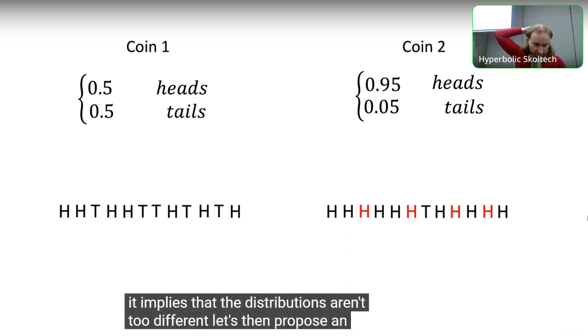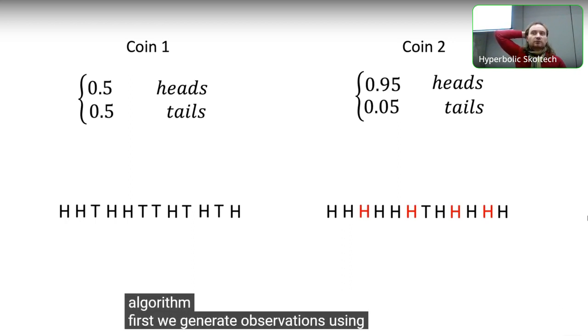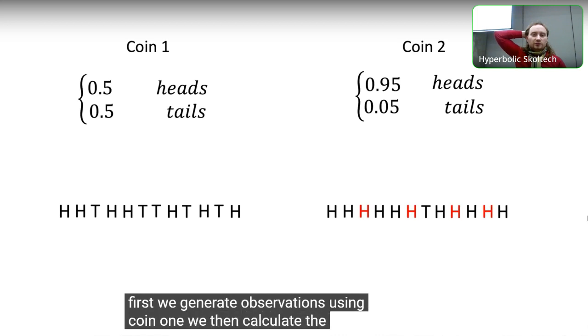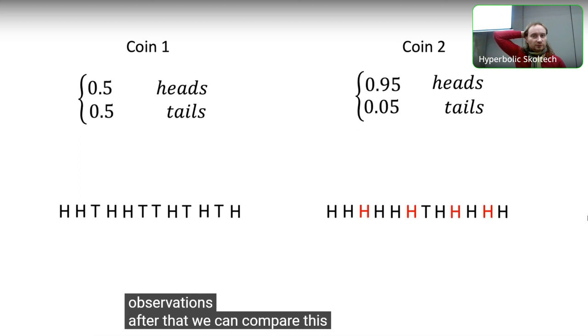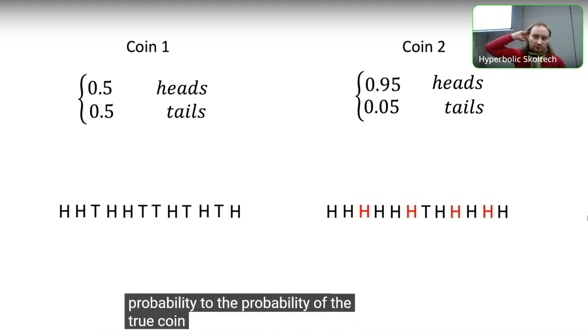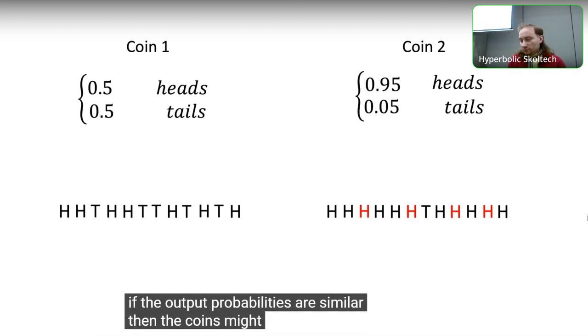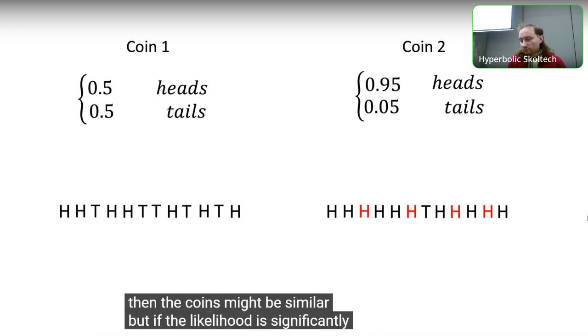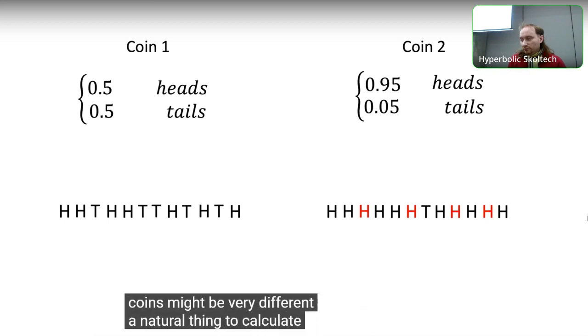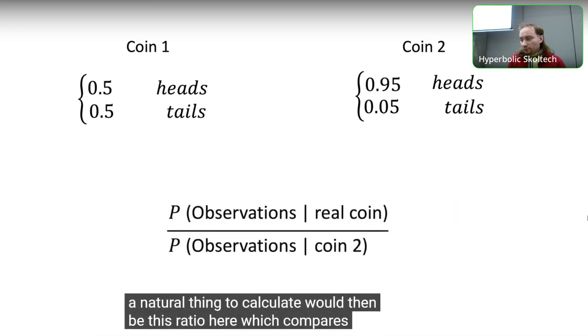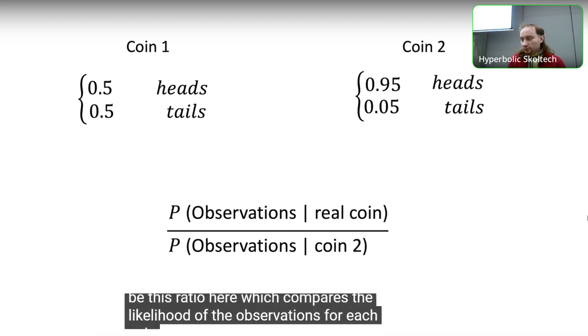Let's think of some algorithm. First, we generate observations using coin 1. We then calculate the probability of coin 2 generating those observations. After that, we can compare this probability to the probability of coin 1 generating the same results. If the output probabilities are similar, then the coins might be similar. But if the likelihood is significantly smaller for the second coin, then the coins might be very different. Now let's quickly calculate this ratio, which compares the likelihood of observations under each coin.